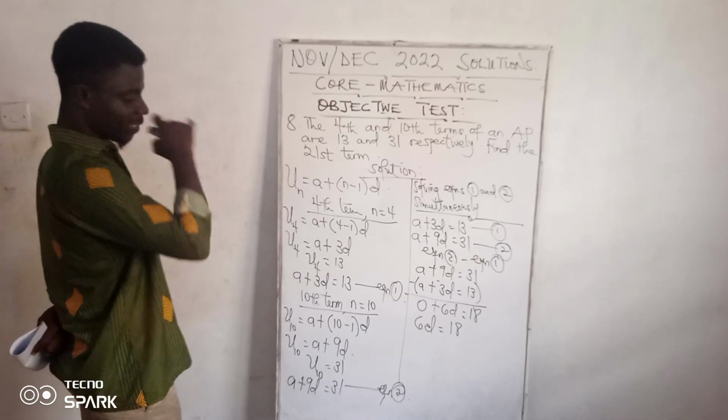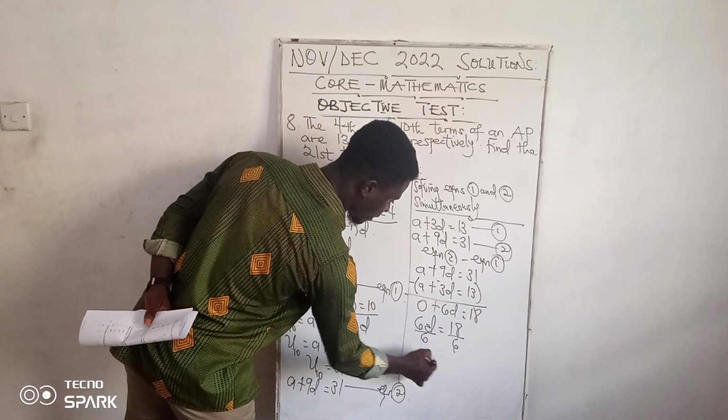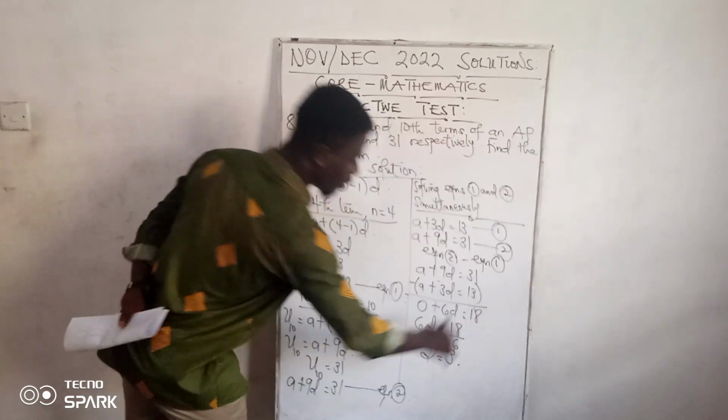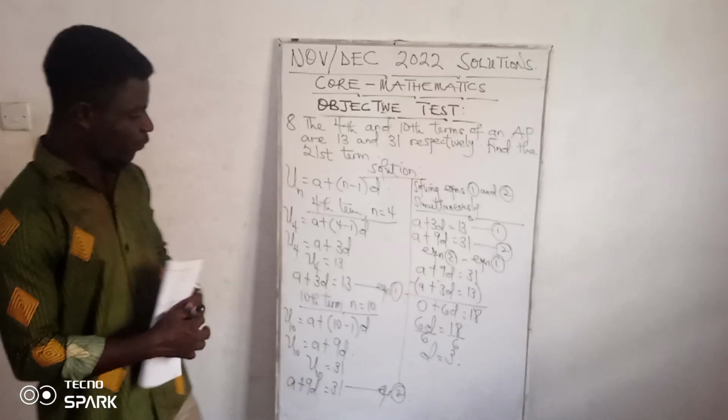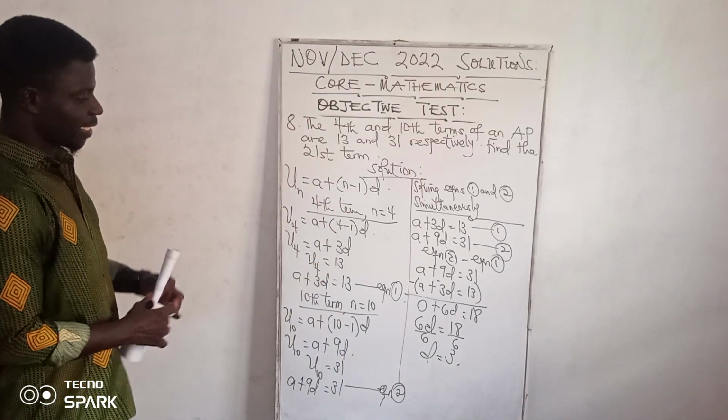0 plus 6d is the same thing as 6d. We want d, so we divide by 6 on both sides. So d equals 3. So I have my common difference, which is 3. Now we are left with the first term, a.